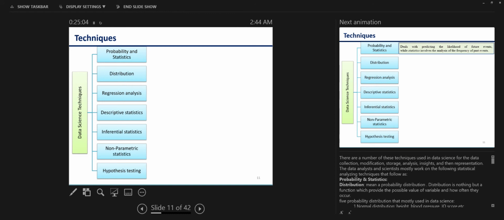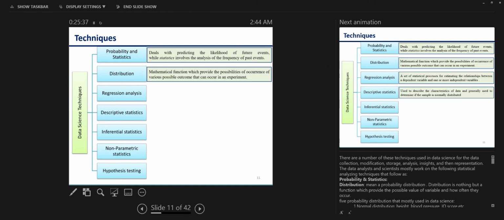For data science techniques, first we have probability and statistics. Probability deals with predicting the likelihood of future events, predicting what is going to happen in the future, while statistics involves the analysis of the frequency of past events. Based on the past data we have, we analyze it and make predictions about what is going to happen next. Distribution techniques use mathematical functions which provide the probabilities of occurrence of the various possible outcomes.